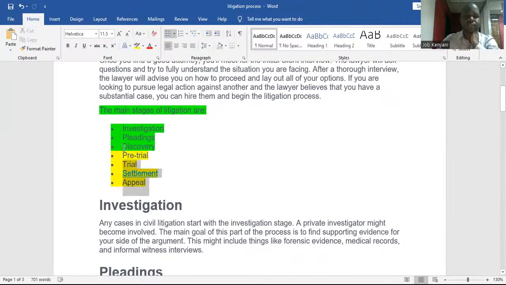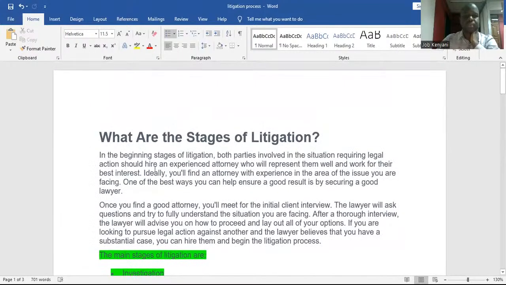These are the ones under inquisition, the whole of them. So in the beginning stages of litigation, both parties involved in a situation requiring legal action should hire an experienced attorney or lawyer who will represent them well and work for their best interests. So people will look for lawyers who have the experience to protect or safeguard them or give them guidance as to how they'll approach that particular matter before the court.